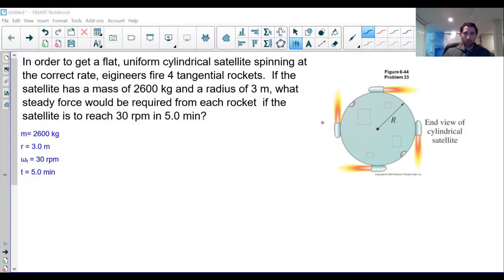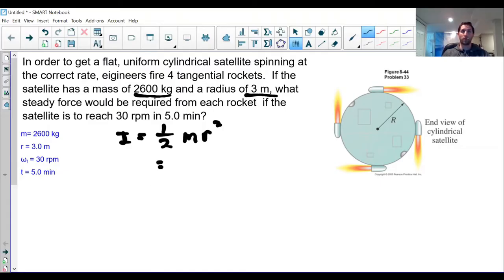So I wanted to quickly go over the homework. The first one was this satellite question. You notice that they give us the mass of the satellite and its radius, and they tell us that it's a cylinder. So the first thing I'm going to do is find its moment of inertia based on that information. For a solid cylinder, I equals 1/2 mr squared.